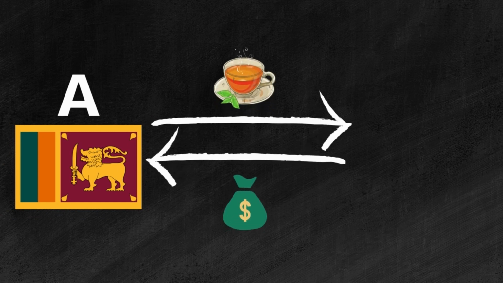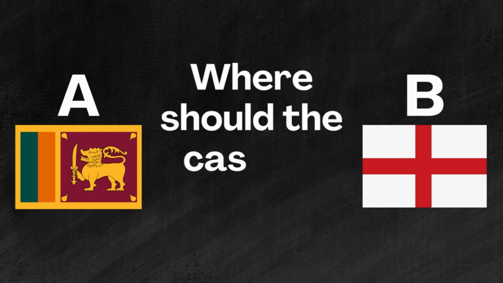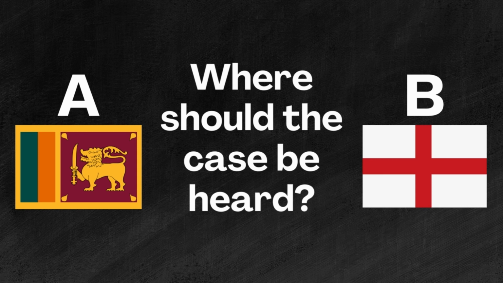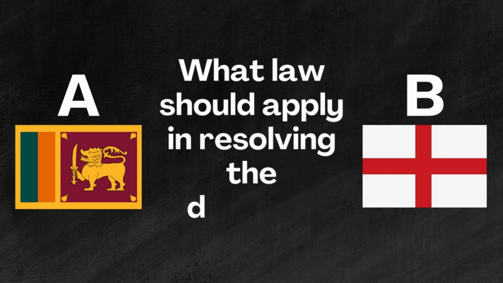For example, let's say that person A from Sri Lanka enters into a contract to export tea to person B in England. If person B refuses to pay for the goods, or the goods shipped by A are not satisfactory, a contractual dispute arises between the parties. The question becomes, where should the case be heard? Sri Lanka or England? And secondly, what law should apply in resolving the dispute? Sri Lankan law or English law?